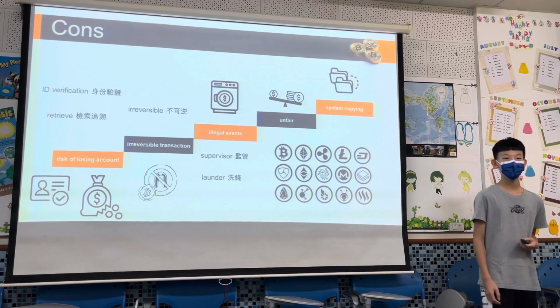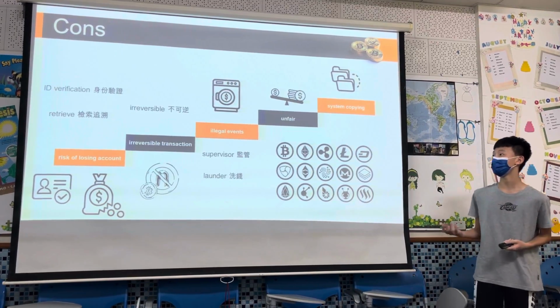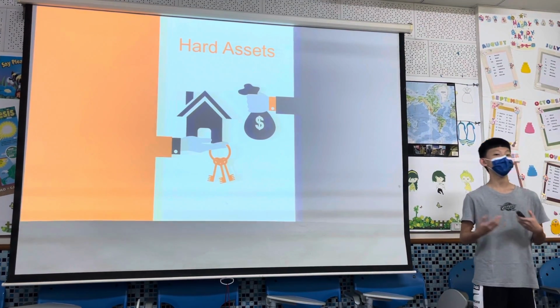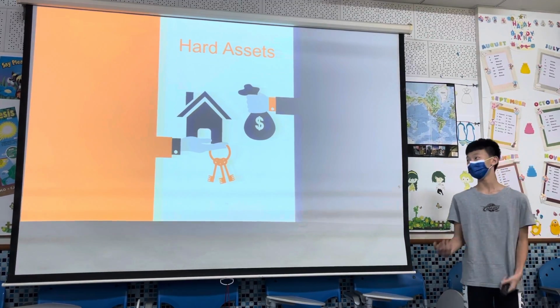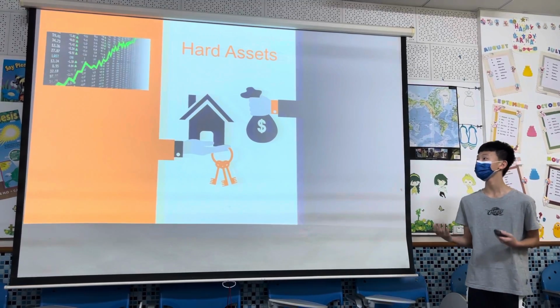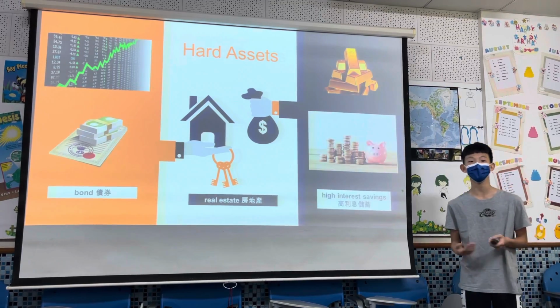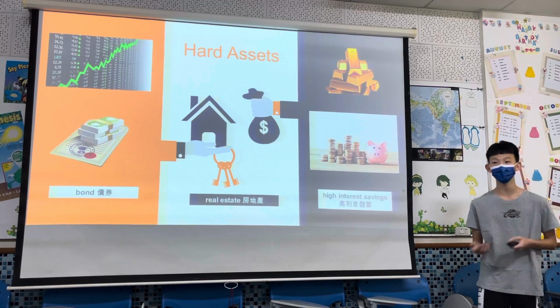No. I want to say that the Bitcoin system is just a kind of hard asset. By now, we realize that if we care about having a bright financial future, we only need to devote ourselves to hard assets. Hard assets are like stock, gold, real estate, bonds, or high interest savings. These hard assets are insurance against depreciation.